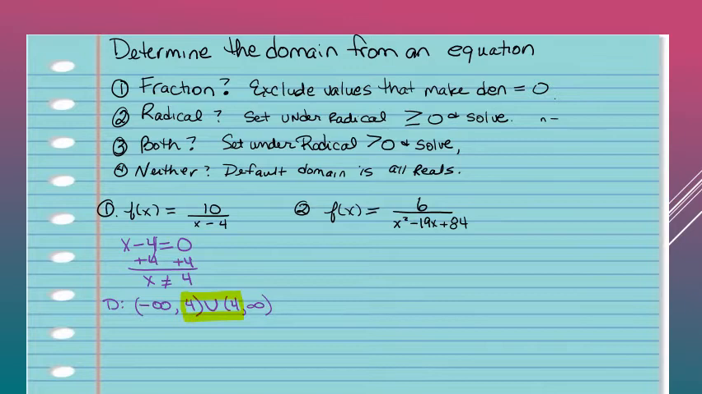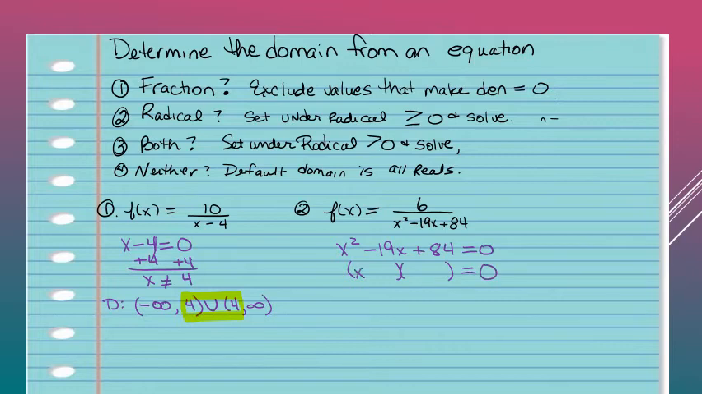Okay, so let's look at the next one. The next one, same idea, except we have a quadratic that we need to set equal to 0 and solve. Wrong color. We have a quadratic x squared minus 19x plus 84 is equal to 0. It is a factorable quadratic.